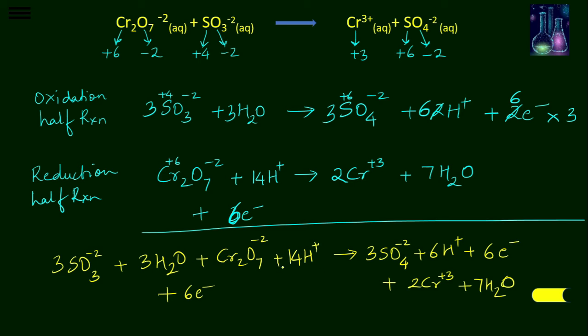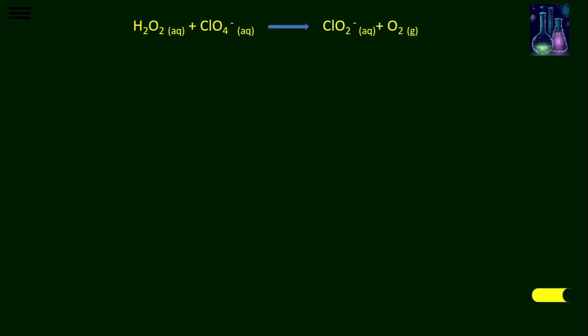Now let's cancel off whatever is common. 6 electrons, 6 electrons. Then we have 3 molecules of water here. You have 7 molecules, so this will become 4. Next you have 6 H plus ions here. You have 14, so minus 6 from here makes up 8 H plus ions, and that is your balanced chemical equation. In our next example, we have hydrogen peroxide reacting with perchlorate ion to give chlorate plus oxygen.